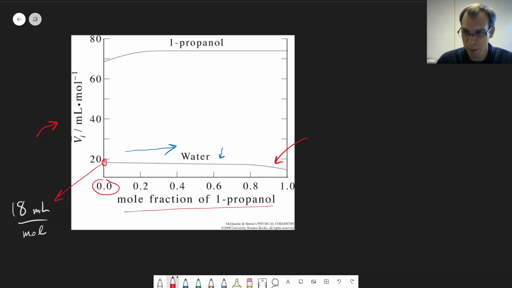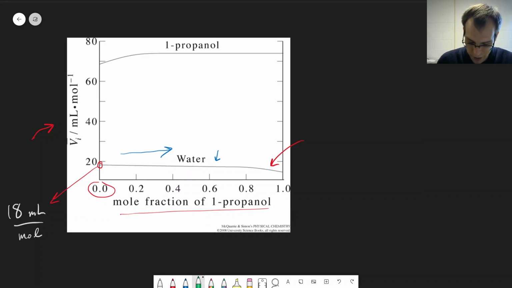Same thing happens for the 1-propanol. If we go to the far right side of our plot here, this is our value for pure 1-propanol, something a little bit over 70, maybe 73 milliliters per mole. I don't have the exact value here. And as we move further to the left, we are adding more water into our mixture. And the same thing happens, especially you see less than about 0.2 mole fraction 1-propanol. We see a pretty significant deviation from that 73 or whatever, and it becomes below 70 even milliliters per mole.